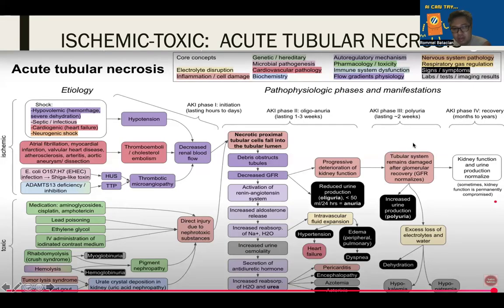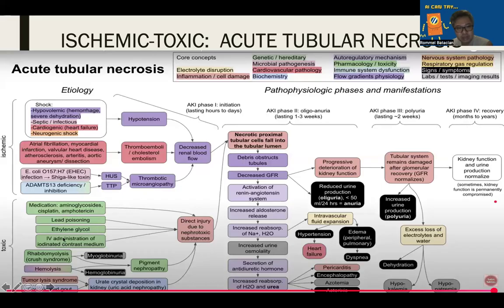Again, if it's not adequately addressed, the tubular system now starts to be affected. So there is increased urine production, or there could be excess loss of electrolytes and water because of the tubular dysfunction. Now, depending on what happens, either the function normalizes or there is a further decline of the kidney function. So that is the common pathway here: either a direct injury from these substances, as seen here, or a decreased renal blood flow.